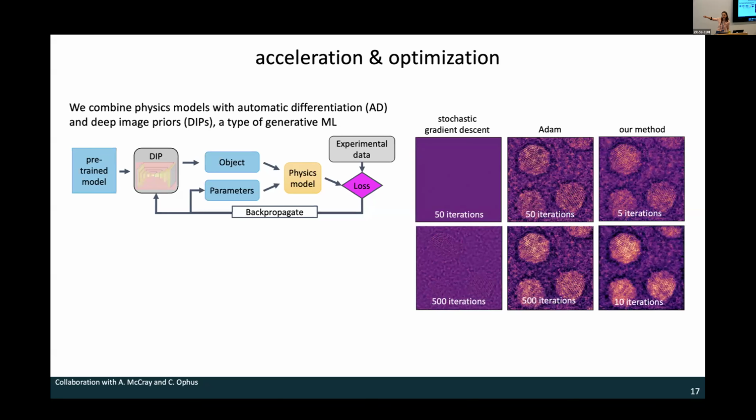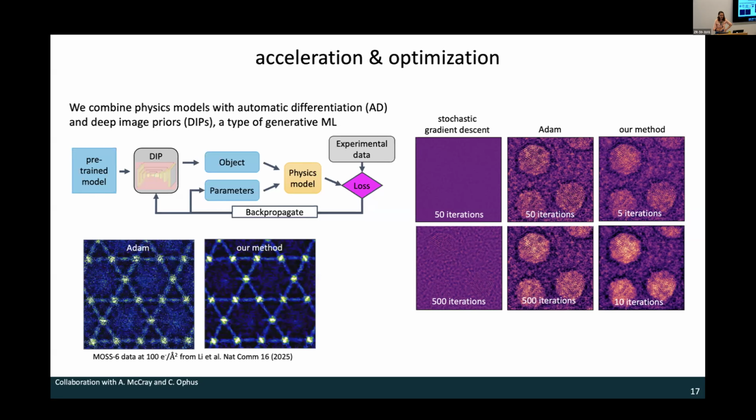So if we compare here, we have our stochastic gradient descent on the left. This is what we were doing before. Adam is allowing us to converge much more quickly, including our low spatial frequencies. And then we get some additional benefits by having this DIP in the loop. This is especially clear looking at this data. This is some MOF data, which is very topical if you're paying attention to today's Nobel Prize news. And this is data from the literature, and you can see how much better the reconstruction looks if you're using this sort of deep image prior method as well.